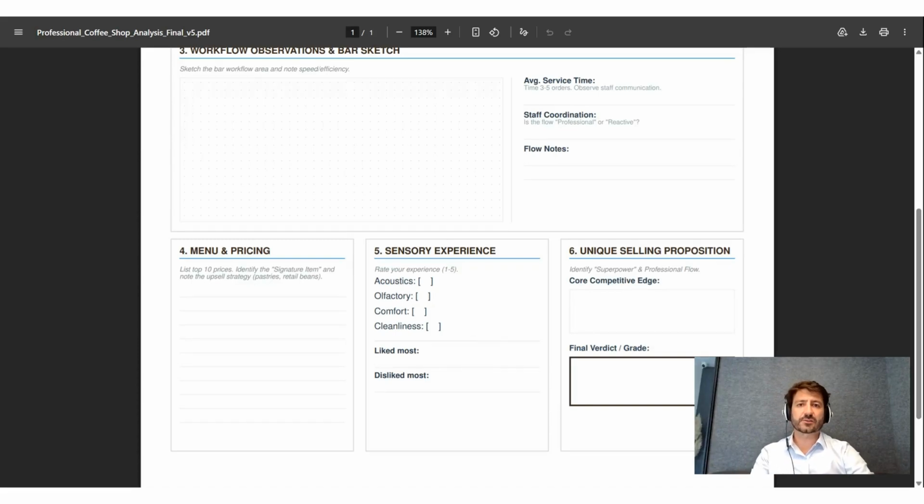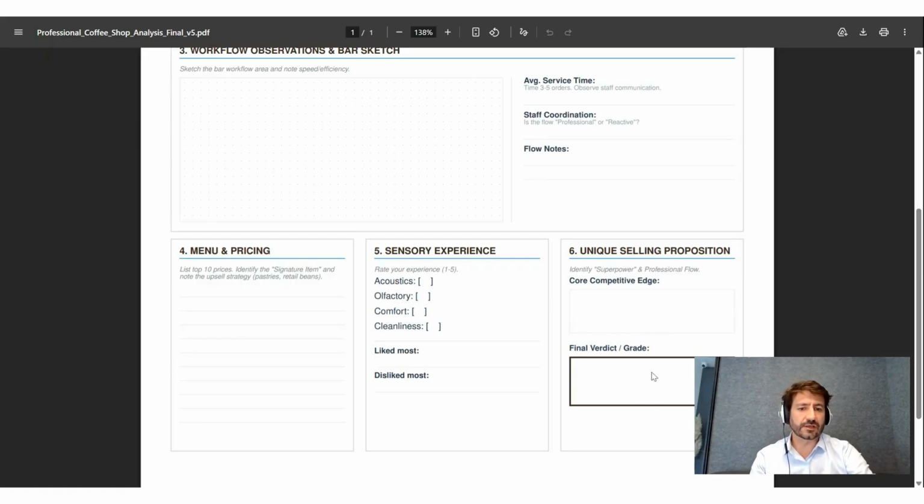Finally, one of the hardest questions that many owners and future owners get to ask is this unique selling proposition. What do you think is their core competitive edge? Is it a coffee shop that you decided to visit because it's doing very well? Is it because it's new and it's trendy? Is it because they sell something different or they do the things in a different way that makes it a much more interesting business? So this aspect will also become key.